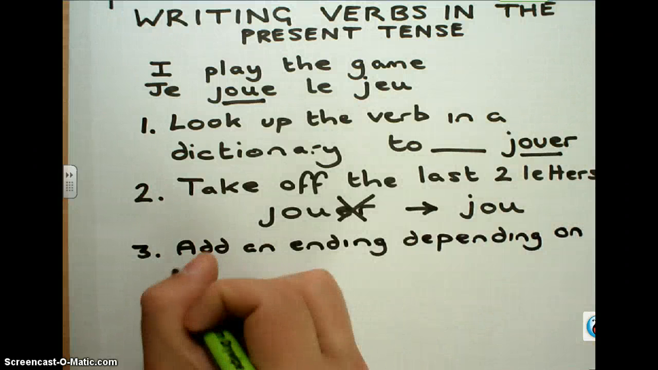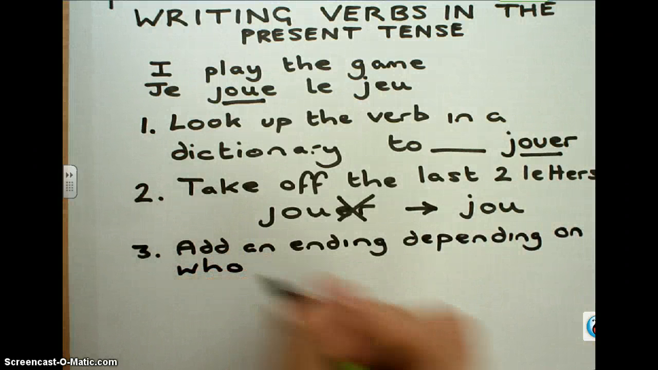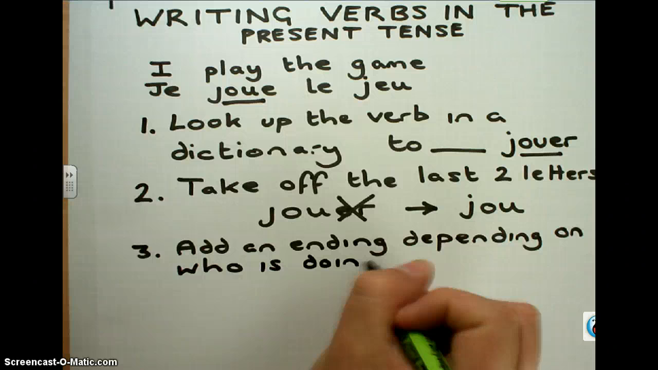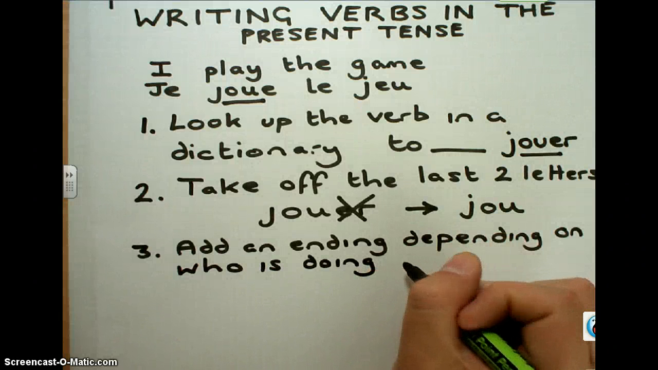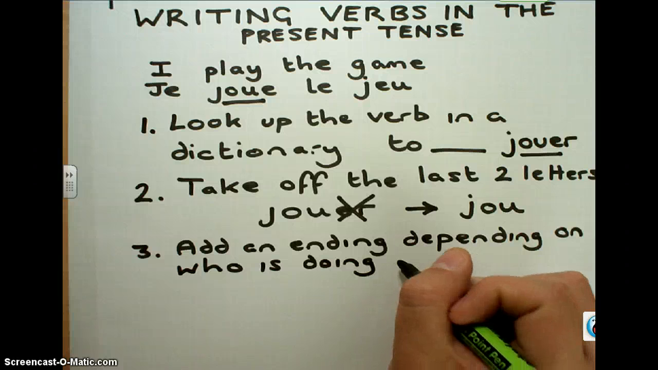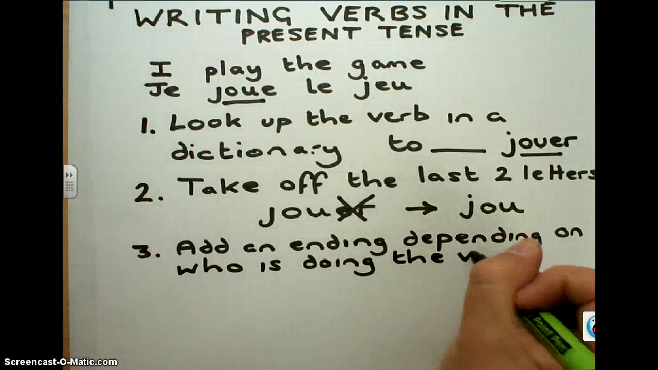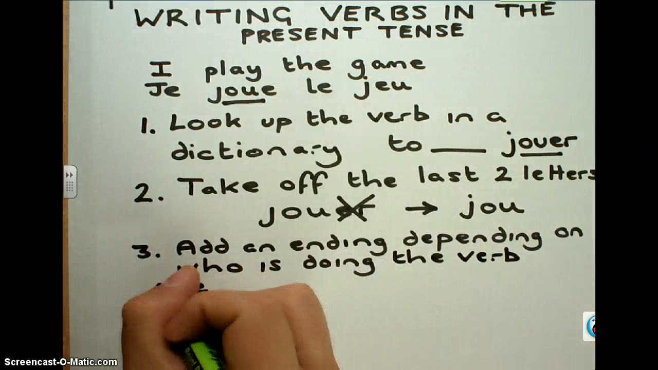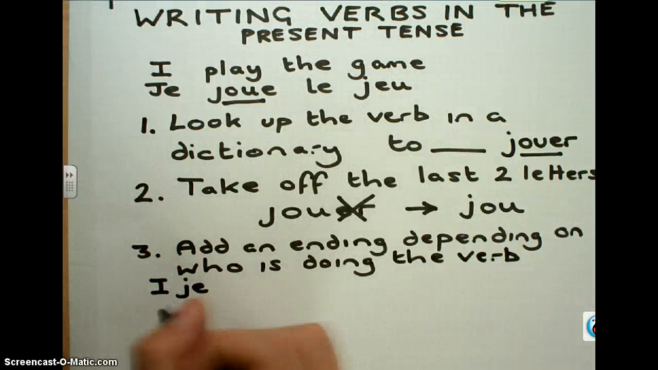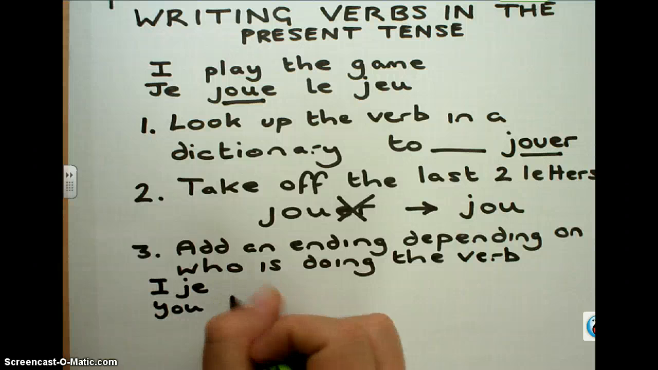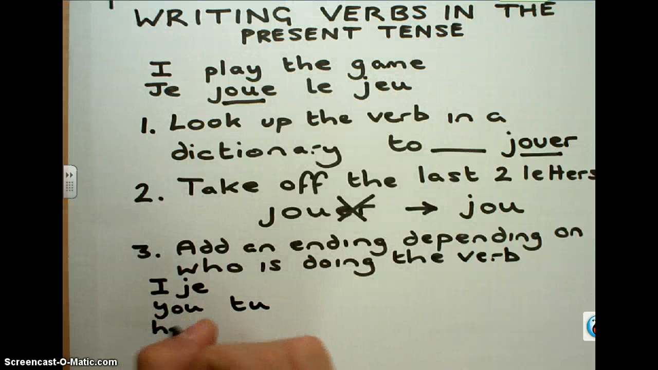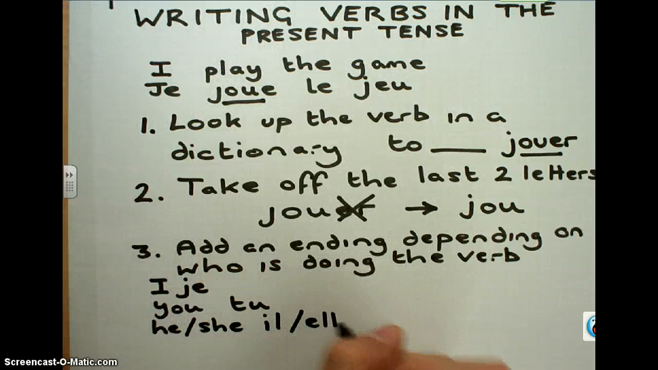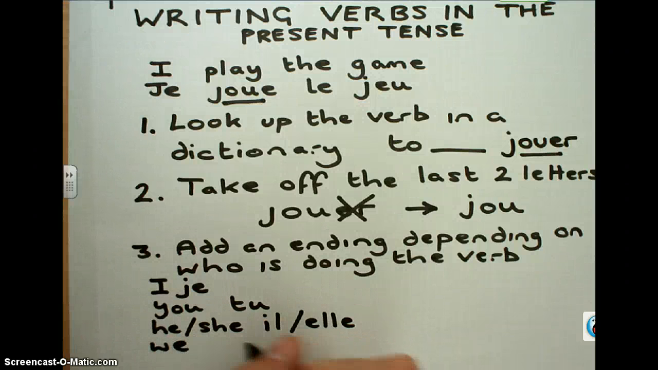Now, there are lots of people who can be doing verbs in language, but it's very easy to remember them. There's I, you, he, she, we. There's another word for you in French, which is used when we're being polite or talking to a group of people. And there's also they. Let's have a look at these now. I is je. You is tu. He or she is il or elle. We is nous.